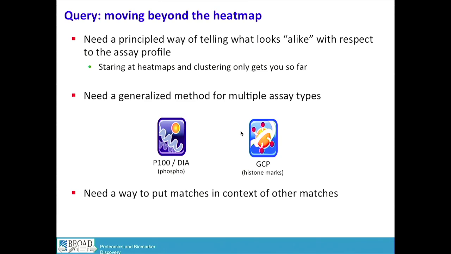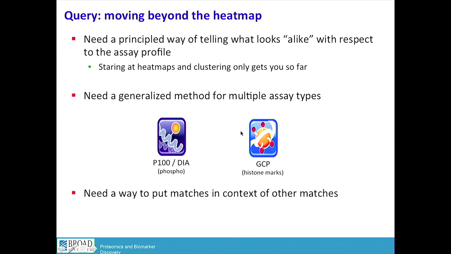This is about moving beyond heat maps and even moving beyond connectivity maps, which are just visual representations of how we can try to intuitively interpret these data. But what we really need is a principled way of telling what looks alike with respect to an assay signature or a profile in a targeted proteomics assay. Because as I was saying, staring at heat maps really only gets you so far in these things.